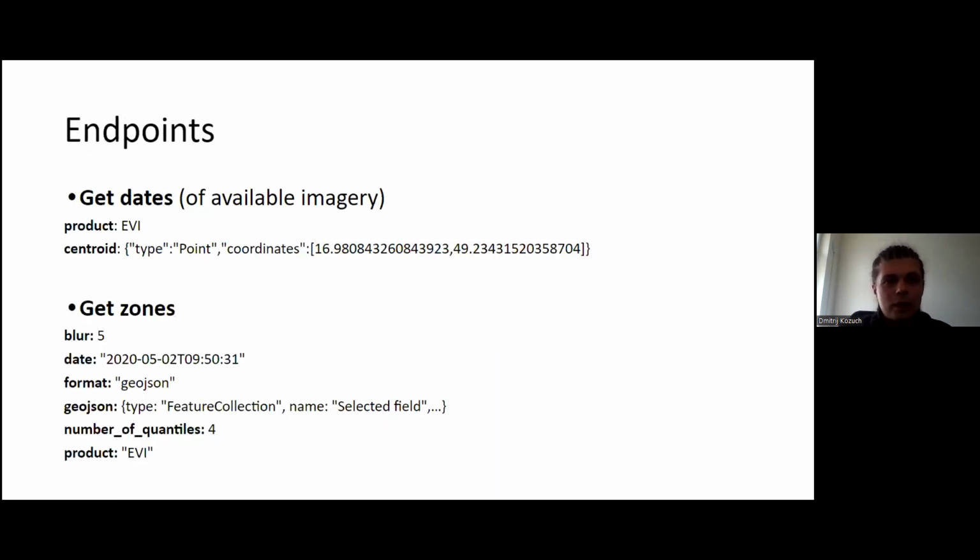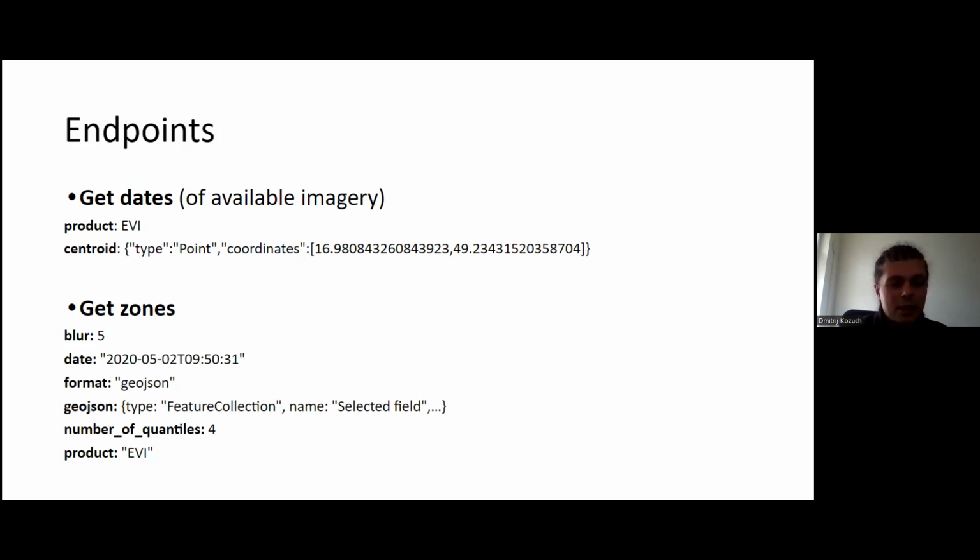We have created two endpoints for this application. The first is to get the dates of the product of these indices. It's a service called get dates, where you say which product you're interested in, either EVI or RVI index, and then you give the location for which you need this index.